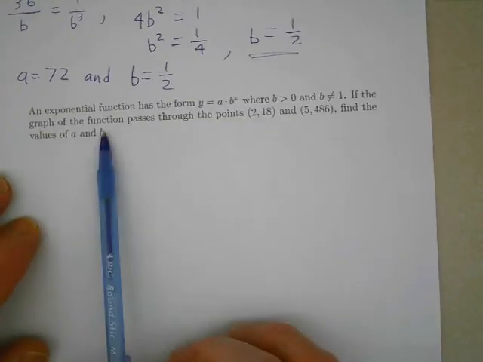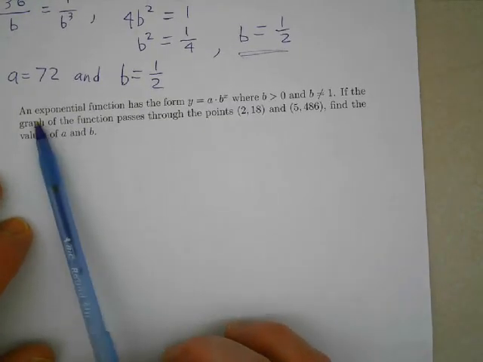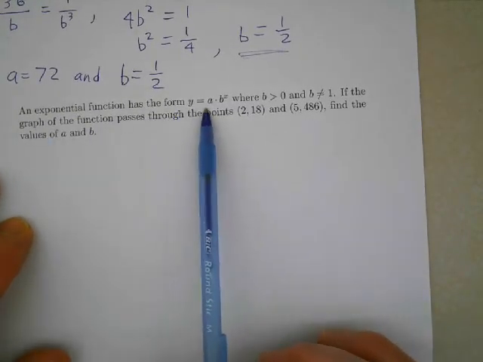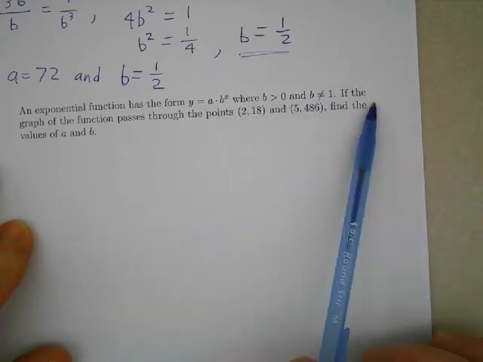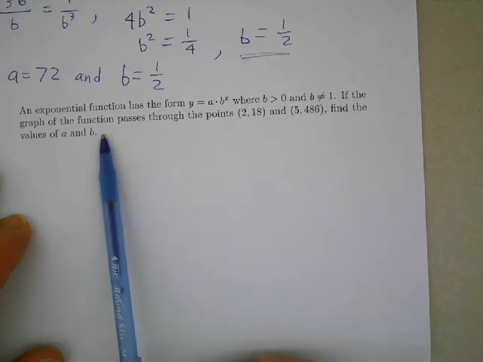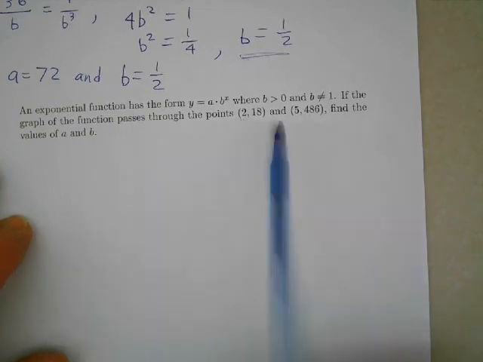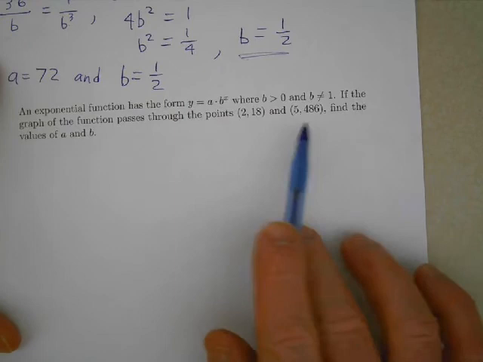Okay, one more problem. This time, well, it's the same sort of problem. An exponential function has the form y equals a times b to the x, where b is positive and not equal to 1. And this function passes through the points (2, 18) and (5, 486).